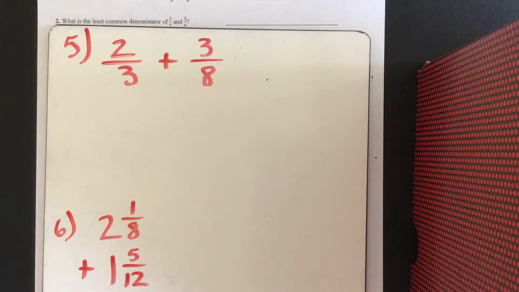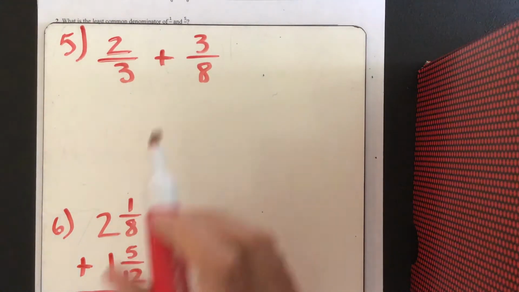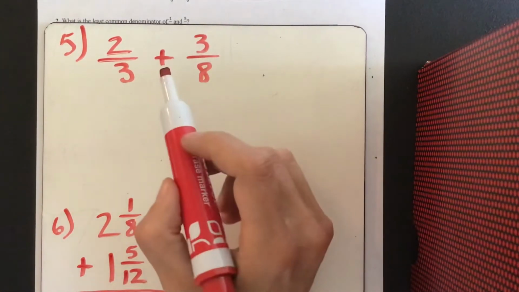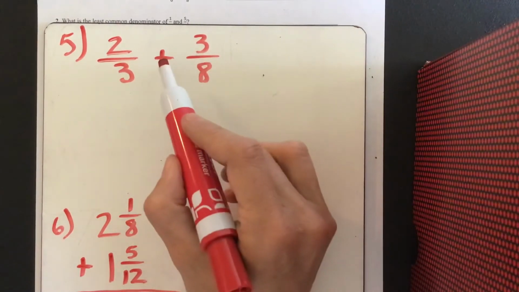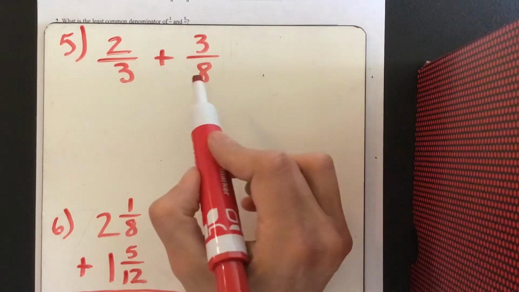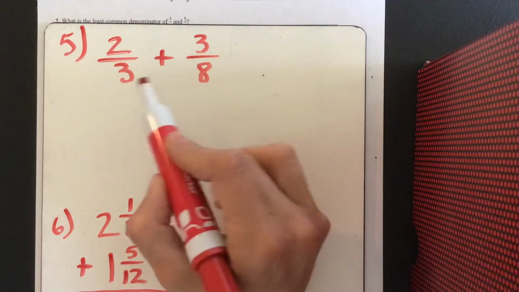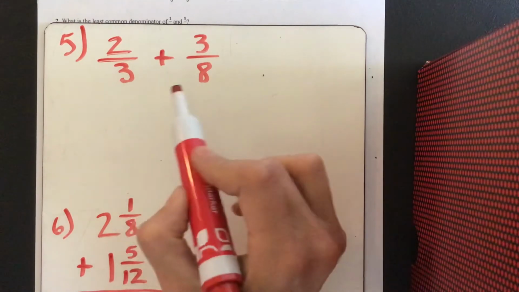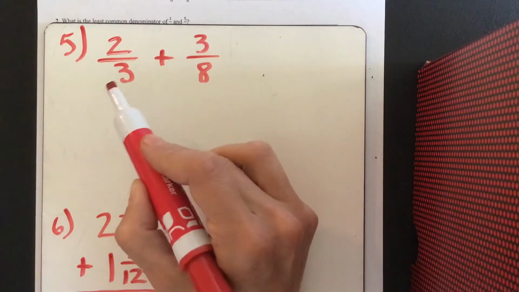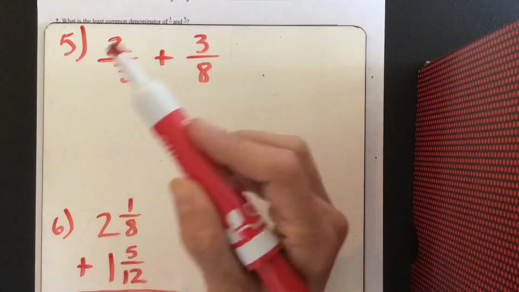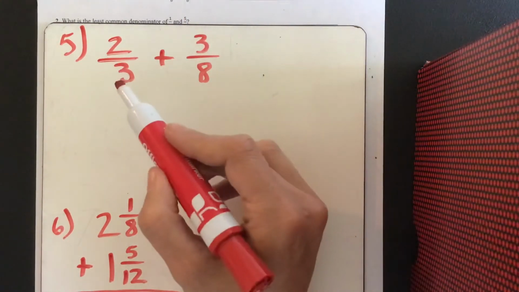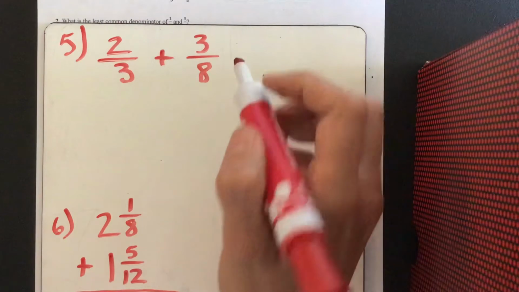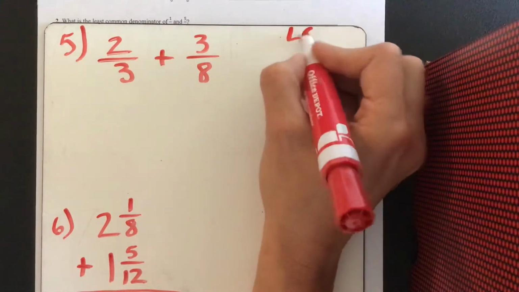All right, we're going to look at number 5, 2/3 plus 3/8. Again, we're looking at adding fractions. First thing I need to do is check my denominator. These are not like fractions because the denominators are not the same. They're unlike fractions, so we're following the rules for unlike fractions, which is to find a common denominator, the LCD.